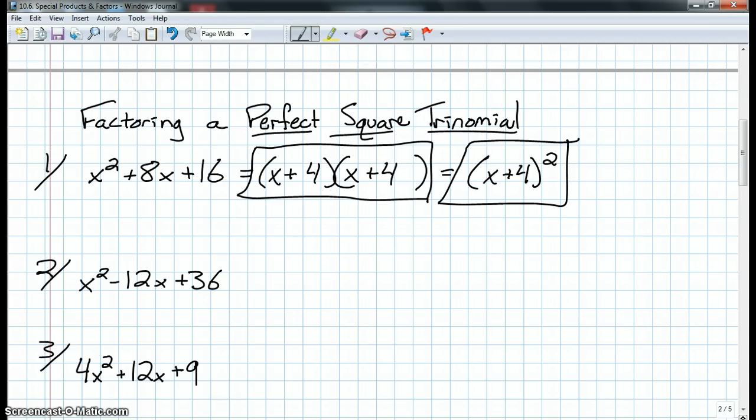Alright, hopefully with example 2 you were able to come up with the quantity of x minus 6 squared. And with example 3 it was a little more difficult. It's still a perfect square trinomial though.